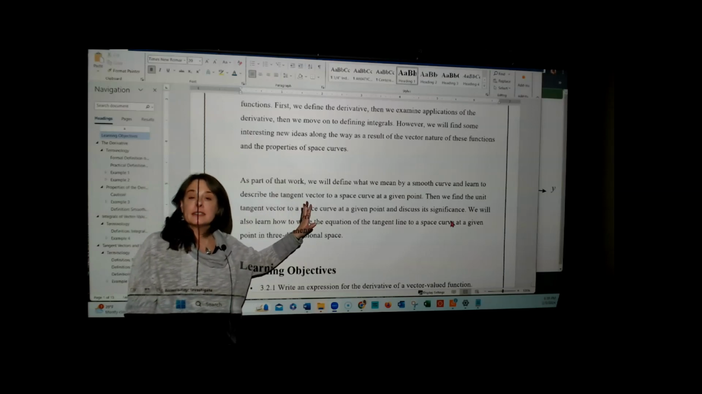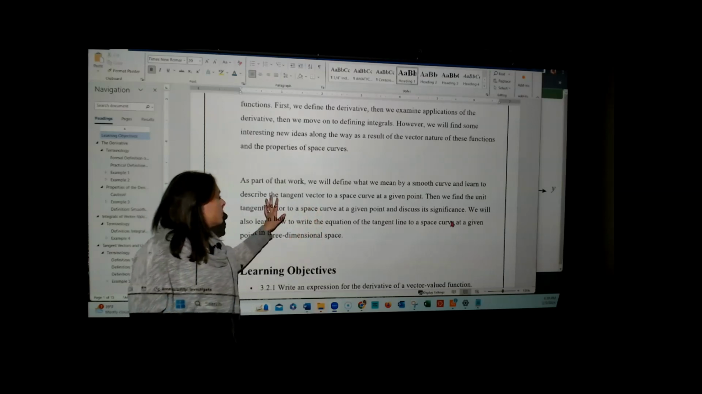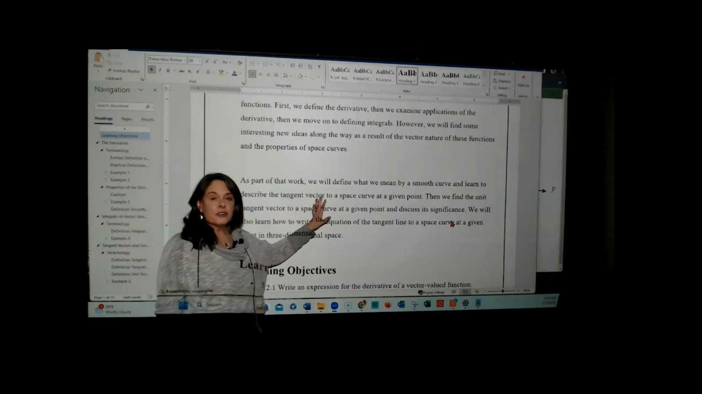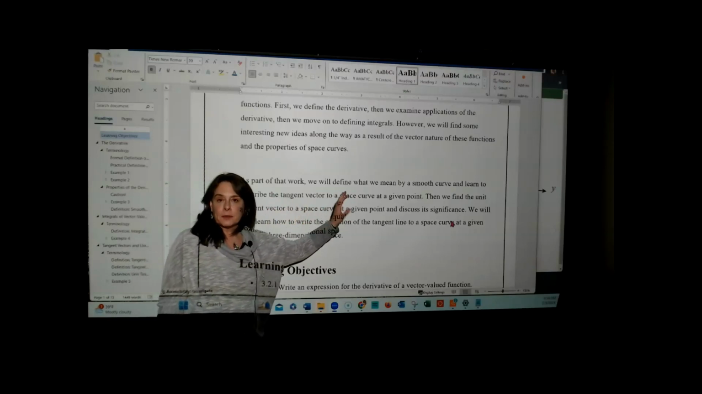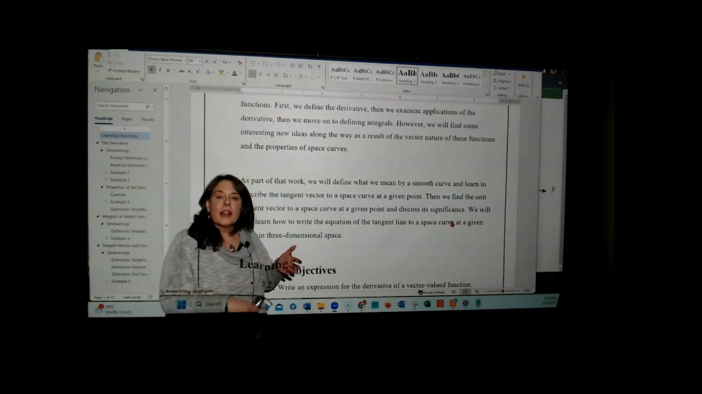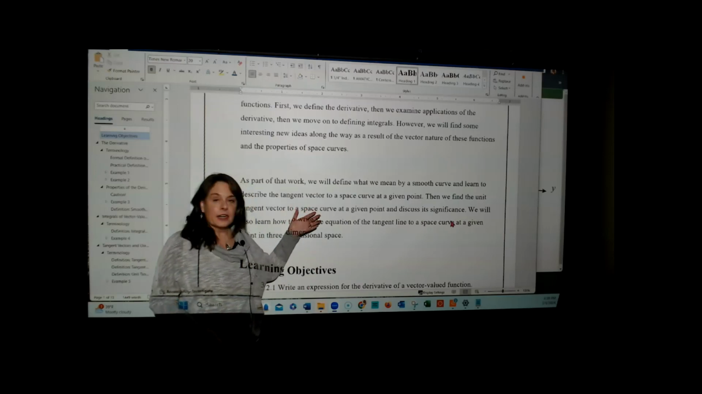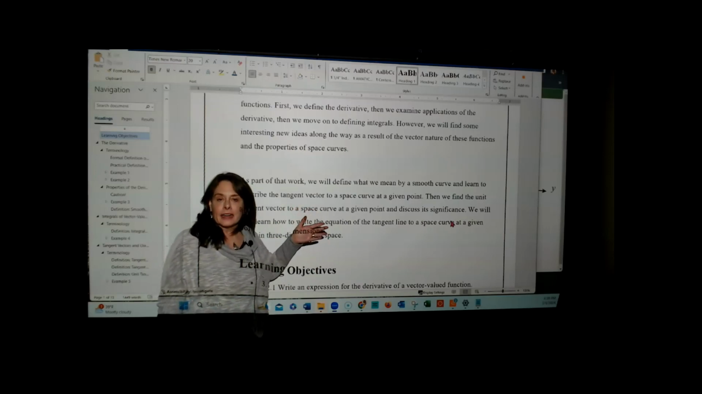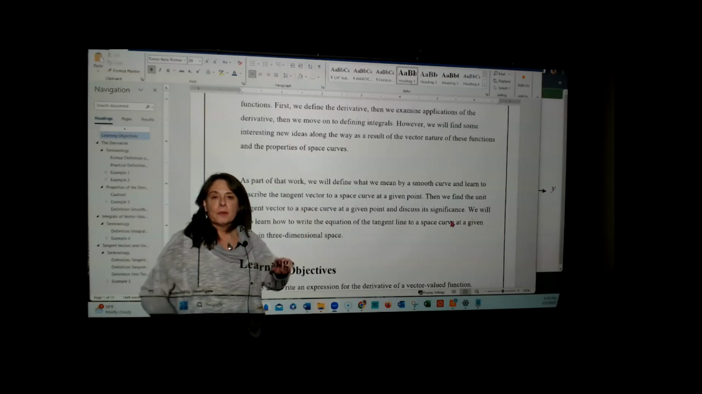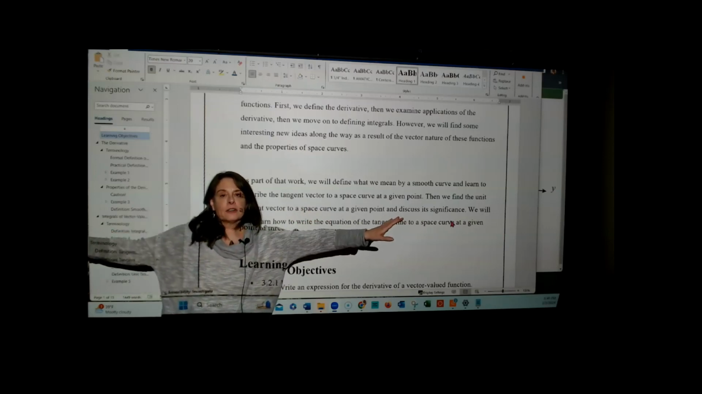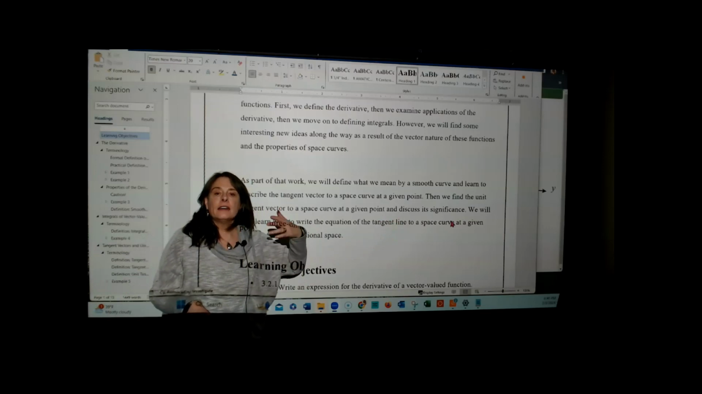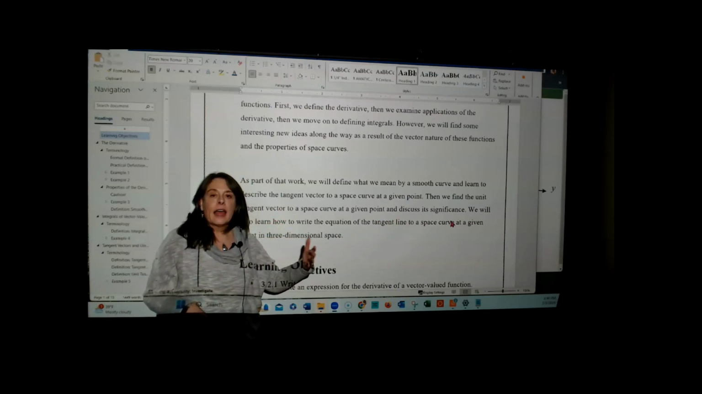As part of the work that we're going to do in this section, we'll need to define what we mean by a smooth curve, and we'll learn to describe the tangent vector to a space curve at a specific point. We'll also describe the unit tangent vector, which is the tangent vector divided by its magnitude. Now, the last thing that we'll talk about in this area is the tangent line, which goes through a point. Remember, the line continues in both directions.